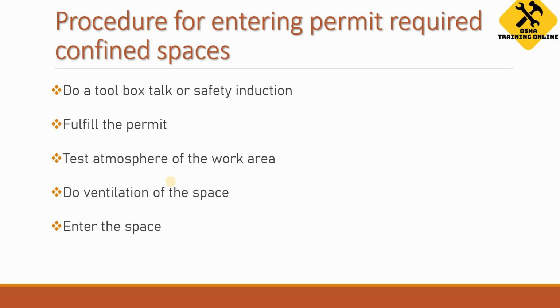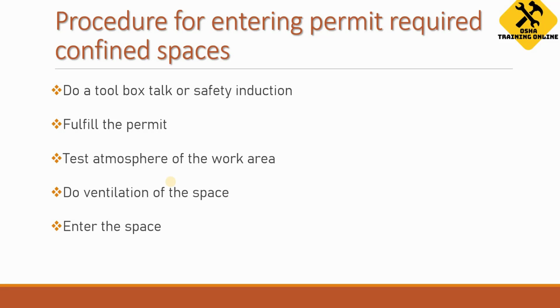Now, what is the procedure for entering permit required confined spaces? There are some rules. Before starting the confined space work, a safety officer must give a toolbox talk or safety induction. A safety officer has to instruct the workers how to work inside, what rules to follow, and how to work inside it. Fulfill the permit requirements. All of the permit details written in the permit document should be fulfilled.